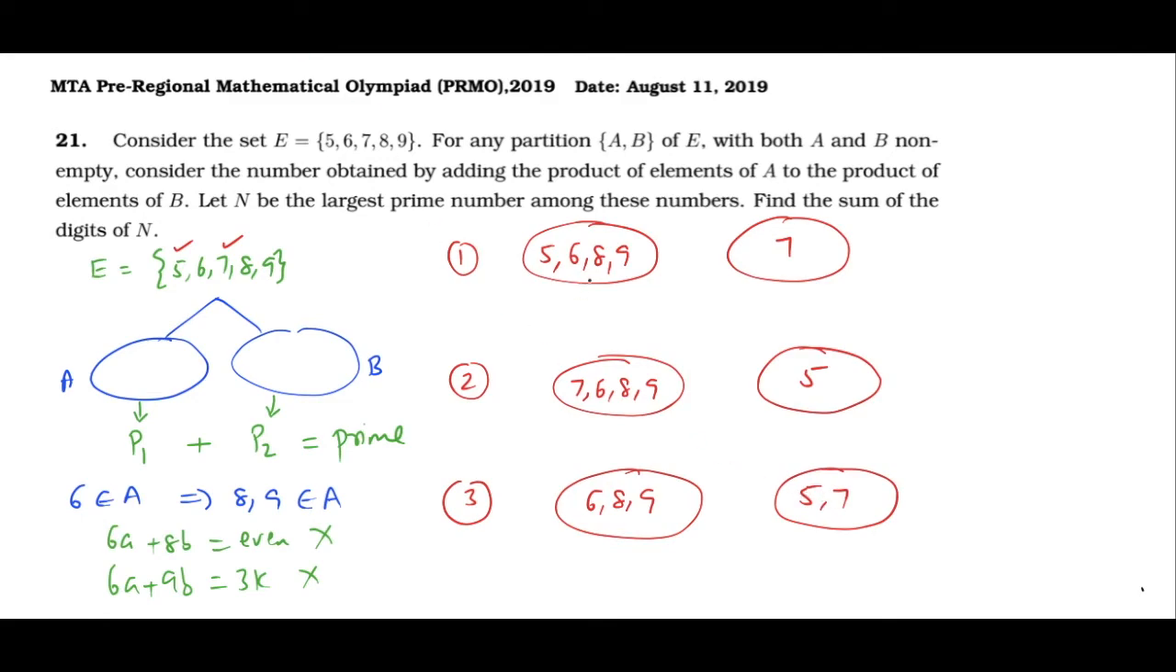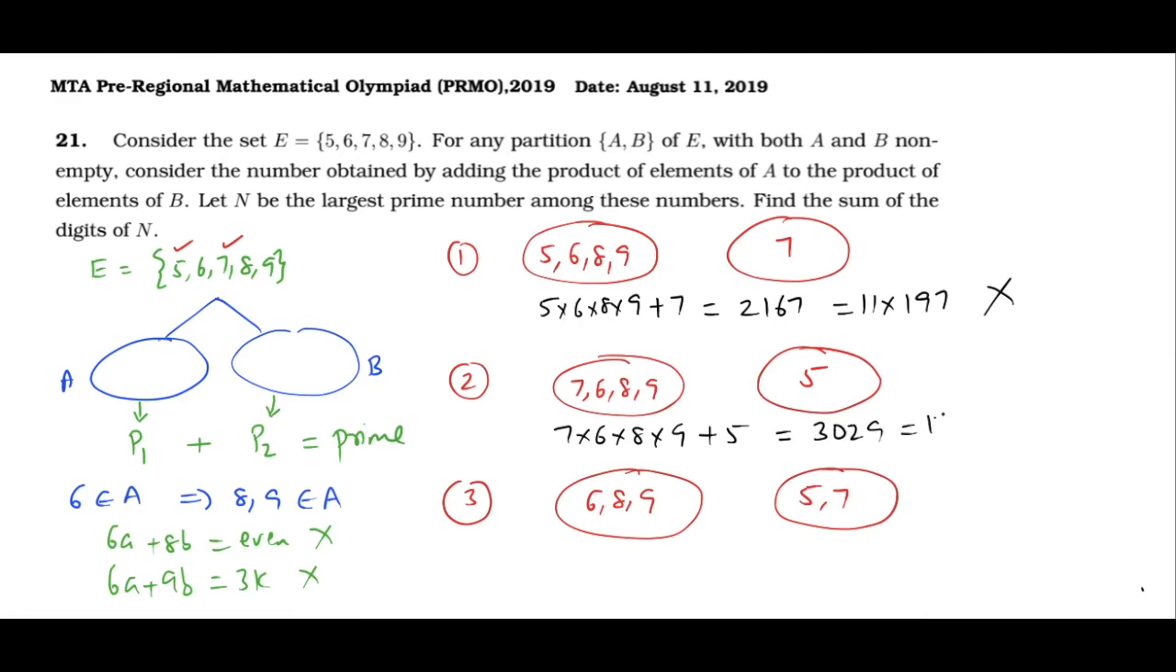So let's find the sum of products here. In the first case we get 5 into 6 into 8 into 9 plus 7, which is equal to 2167, which is a multiple of 11. This is clearly not a prime number. In the second case we get 7 into 6 into 8 into 9 plus 5, which is 3029, which we can write as a multiple of 13, and this is also not a prime number.